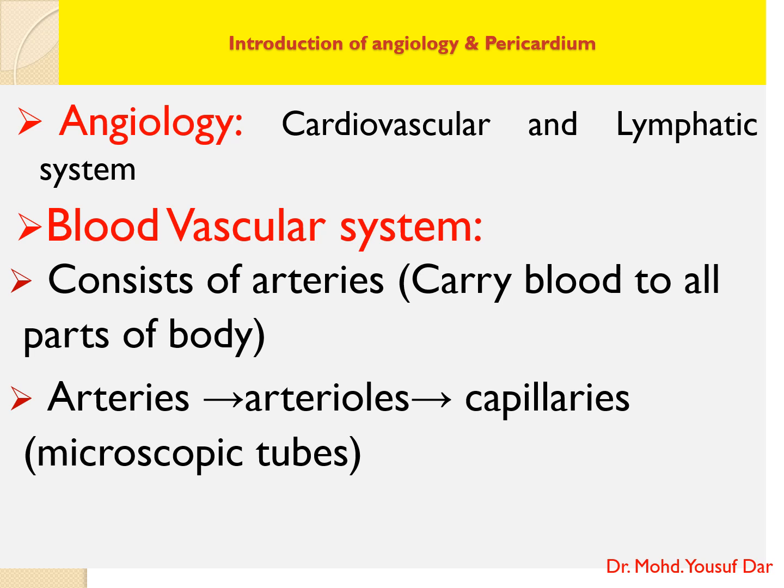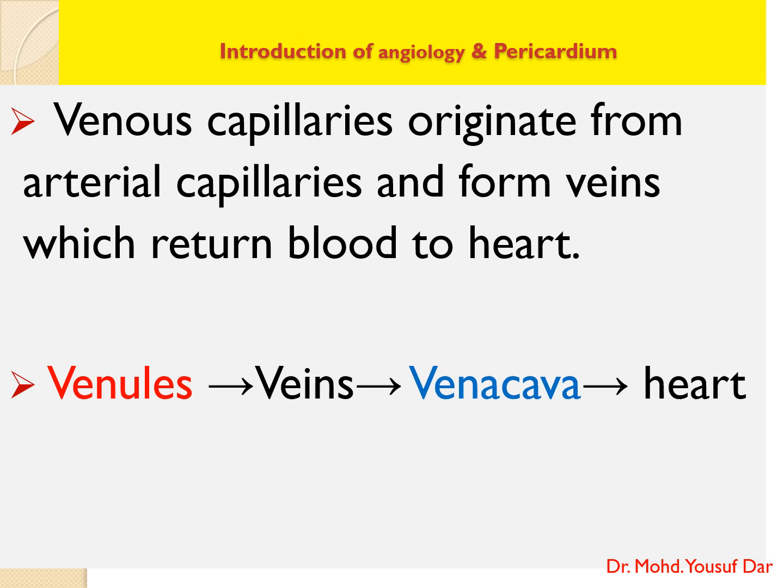The arteries carry the blood to all the parts of the body and they divide into arterioles, which further divide into the capillaries. Capillaries are microscopic tubes. The arterial capillaries unite and form venous capillaries. Venous capillaries then form venules. The venules then form veins. The veins finally open into the vena cava, and the vena cava returns blood to the heart.